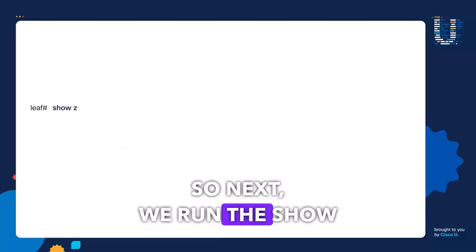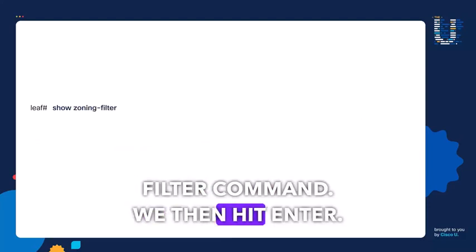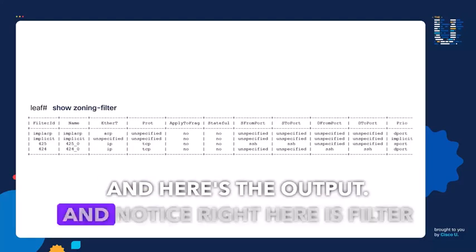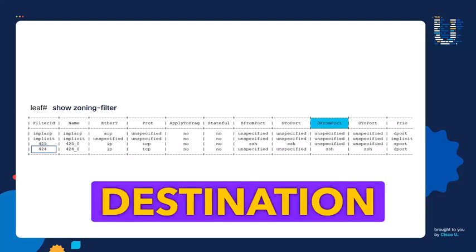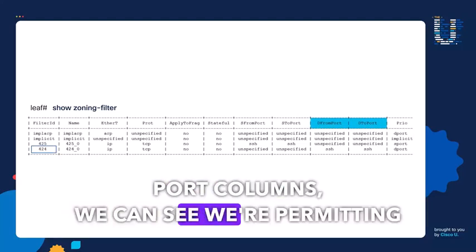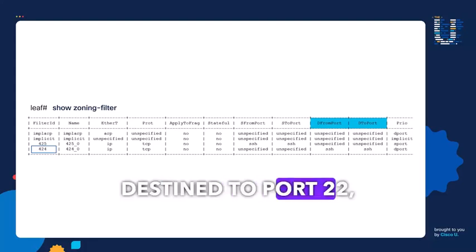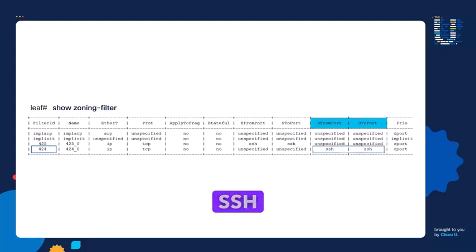So next we run the show zoning filter command. We then hit enter, and here's the output. And notice right here is filter ID 424. If we look at the destination port columns, we can see we're permitting traffic destined to port 22, which is the port used for SSH traffic.